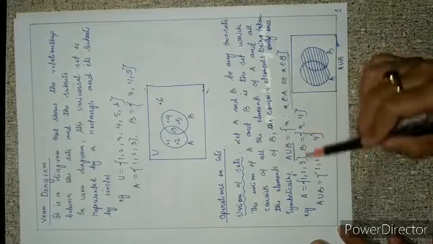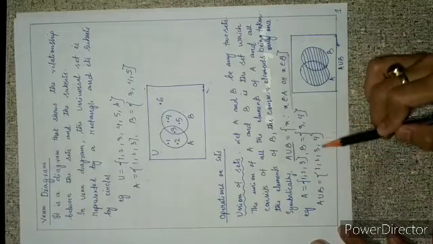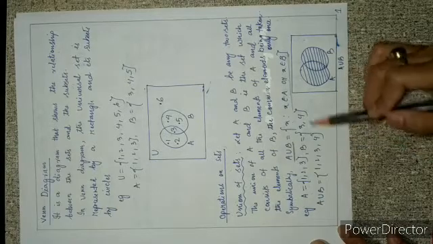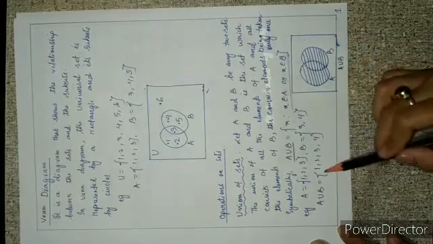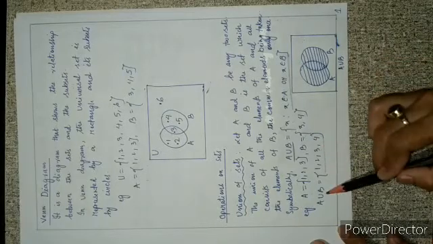But the 3 is common to set A and set B. So we have to write this 3 only once. Then write this element 4. Into another set whose elements are 1, 2, 3, and 4 is the union of A and B.